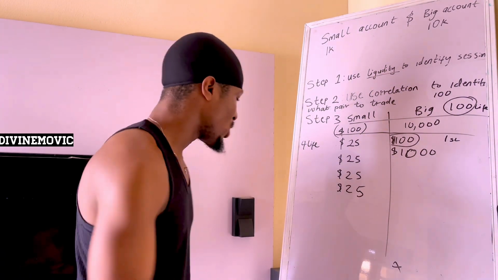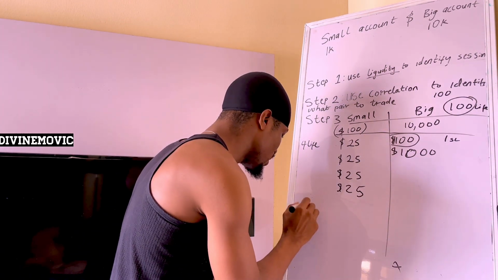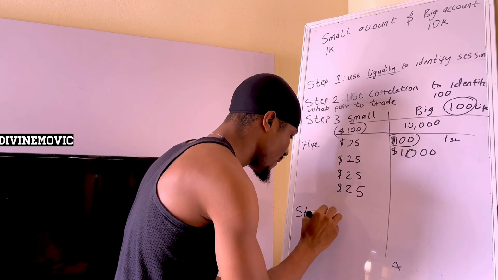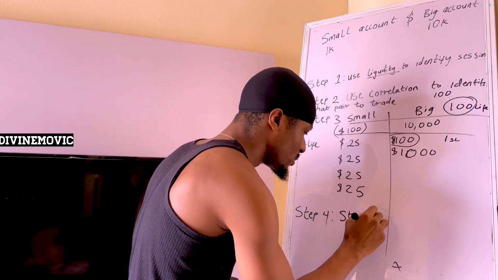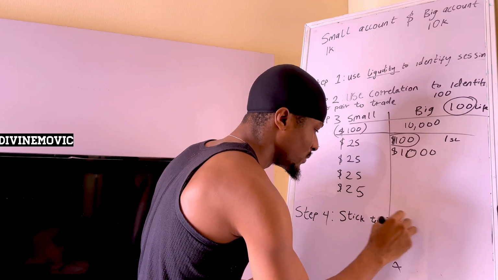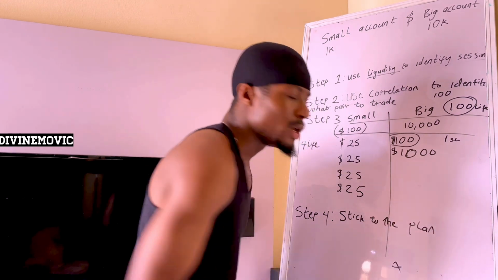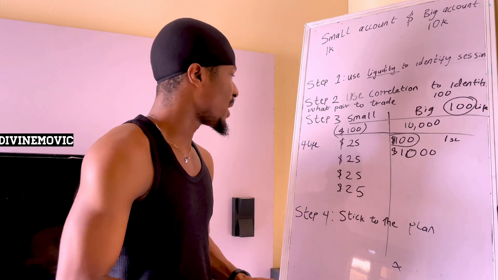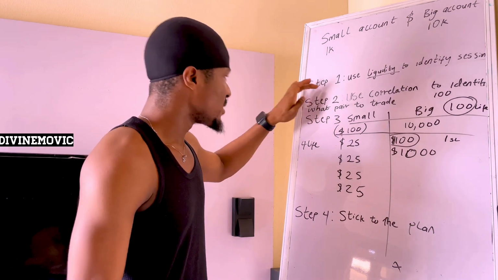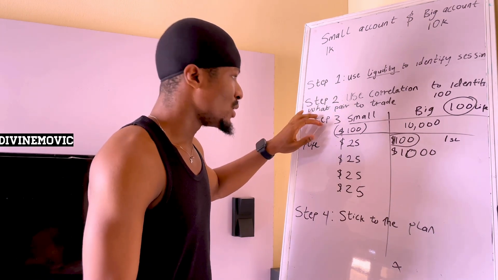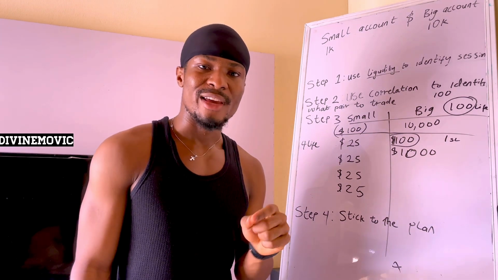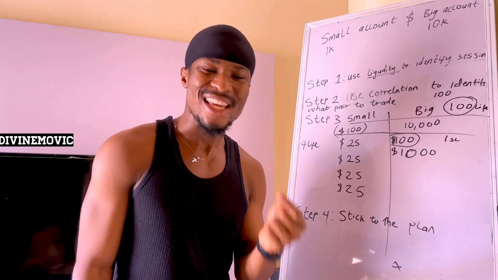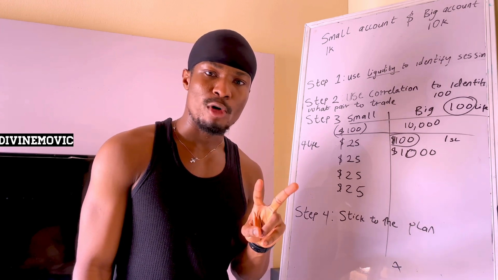Now step 4, the last step, is to simply stick to the plan. You want to simply stick to the plan: step 1, step 2, step 3. Stick to this particular plan and you're going to achieve very great trading results in 2025.